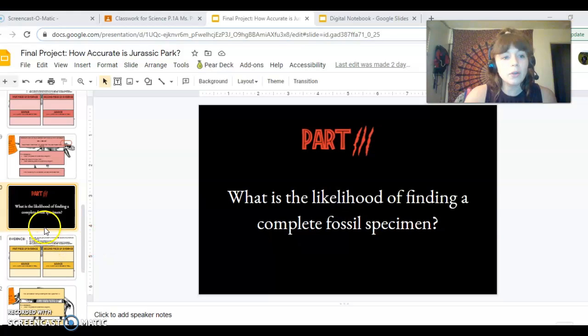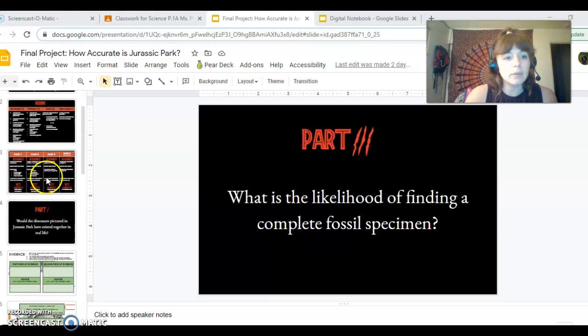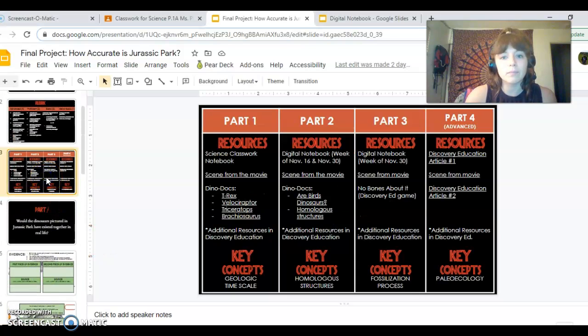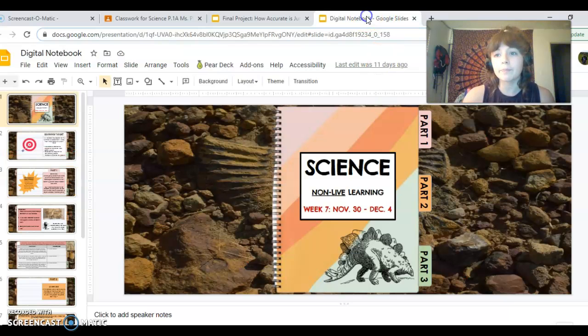So what I want to show you is the resources available if we go to slide 3. We'll go over to part 3 because that's the question we're focusing on. The first resource is your digital notebook from last week. Here I've linked this scene to the movie. And then lastly, the simulation on Discovery Ed, No Bones About It.